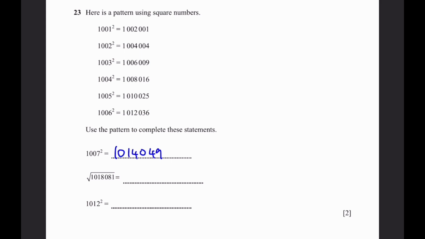7 squared is 49. Now, the root of this, we can see the last 2 digits here. Just square root this number, we get 9. That's the last digit. The first digits are always 100 something, and the number is 1009. 1012 squared, we can put a 1 0, and then 12 times 2 is 24, and then what's 12 squared? It's 144. Remember, all numbers have 7 digits in this case. Don't add extra zeros if not needed.